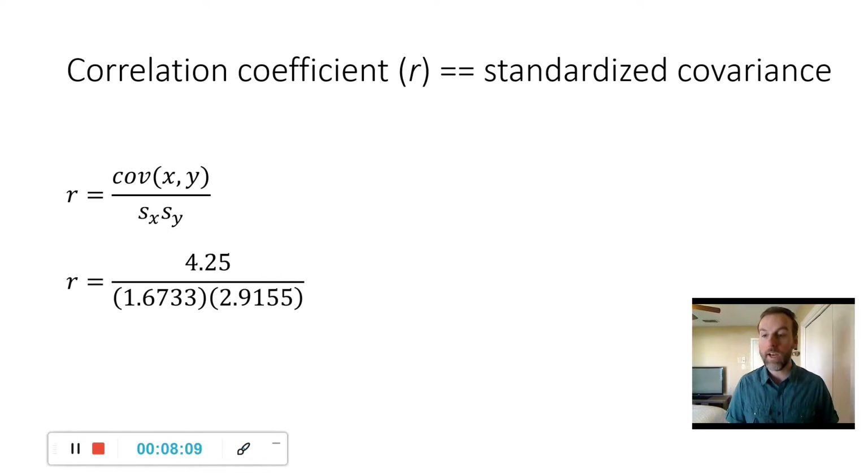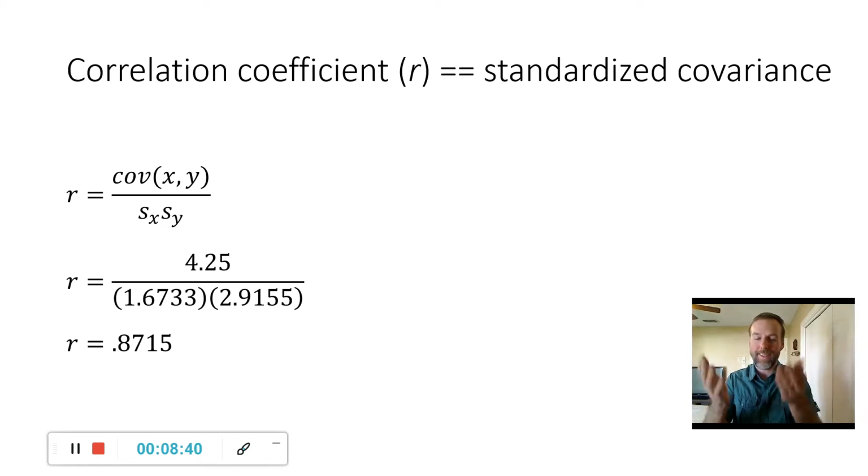So if we look at this last example, this simple example is just 5 participants. The covariance was 4.25, and then we need to divide that by the product of the standard deviations of our two variables, which we previously saw was the square root of the variance. We do this, and in this case we get a correlation of 0.8715. So we have a positive relationship: the more adverts, the more packets. The effect size here is large, and we could probably even say very large.